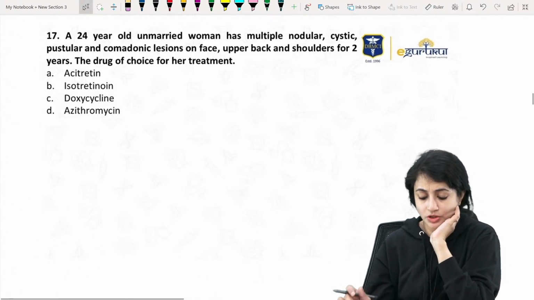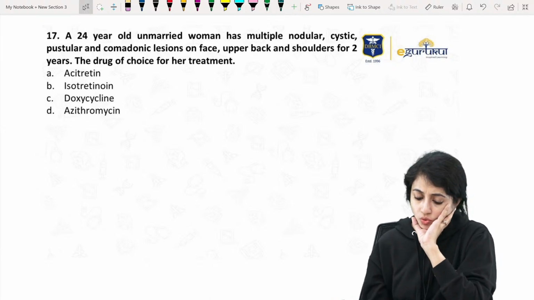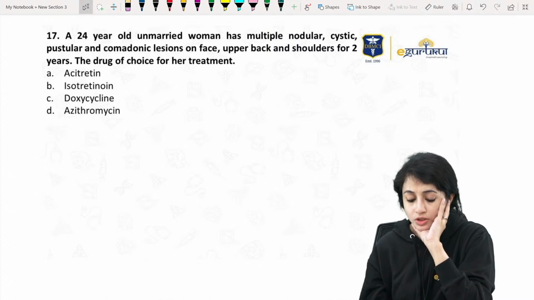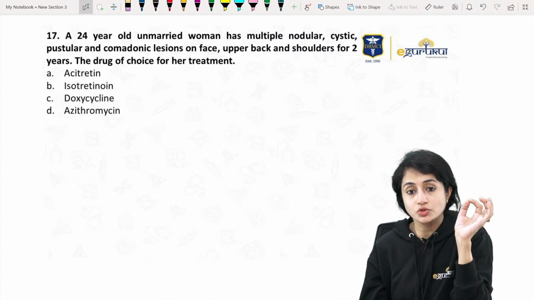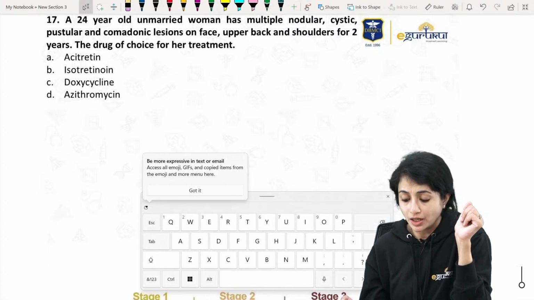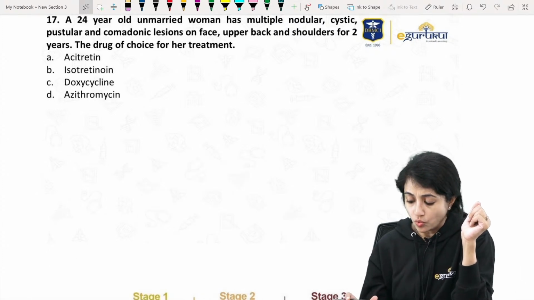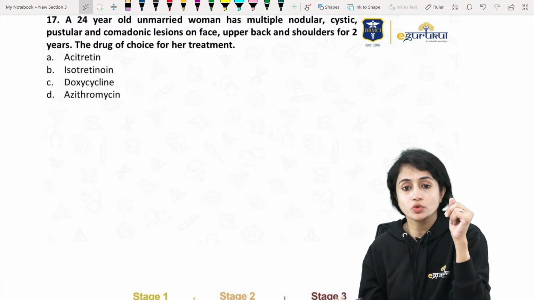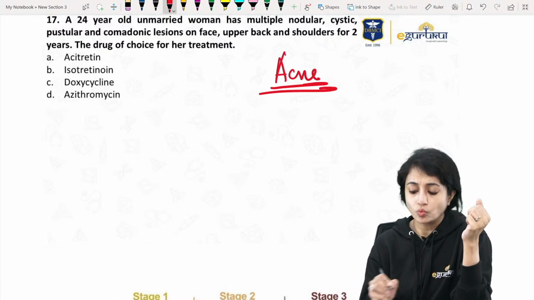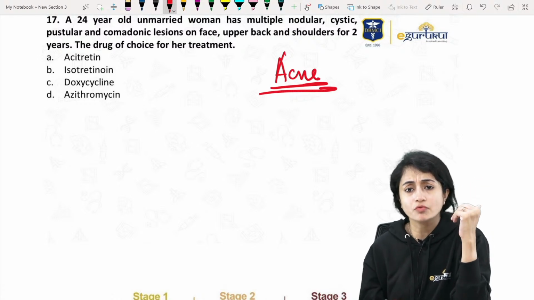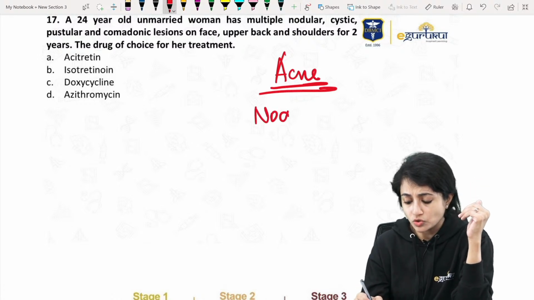Coming to the next question, a 24-year-old unmarried woman has multiple nodular, cystic, pustular and comedonic lesions on the face, upper back and shoulders for 2 years. What is my drug of choice? So what is this? This is classically acne. And what grade of acne? It is a very severe form of acne. This is nodulocystic acne.